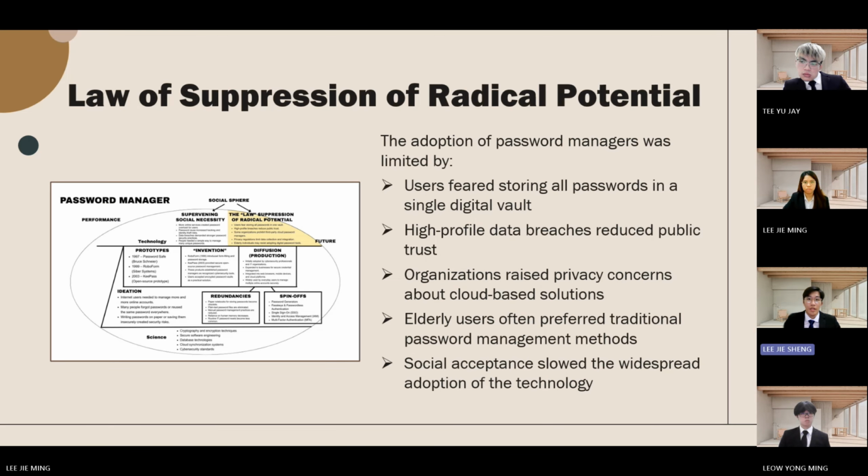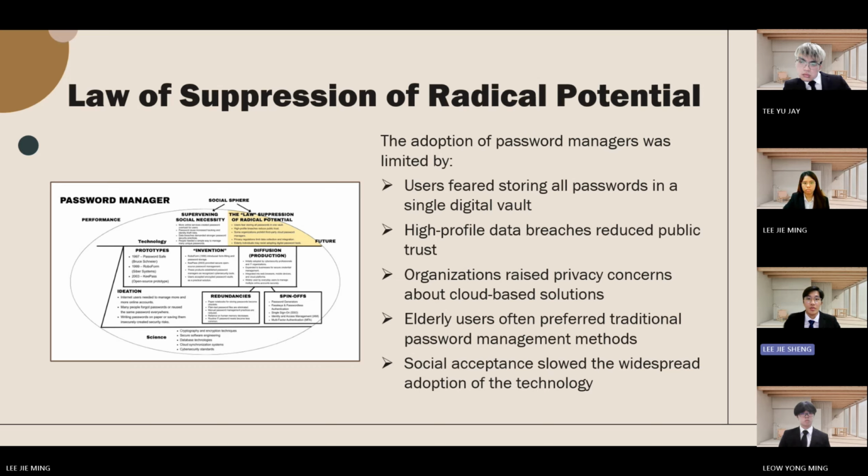Next, the next component is the law of subversion of radical potential. Vincent explained that even if a technology is useful, social factors can slow down its adoption. For password managers, one major concern is trust. Some users are afraid of storing all their passwords in one digital vault. They may feel that if the vault is hacked, all their accounts will be at risk. Some organizations also worry about using third-party password managers because of privacy and data control issues.